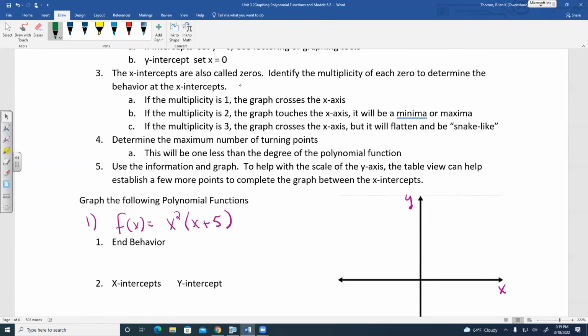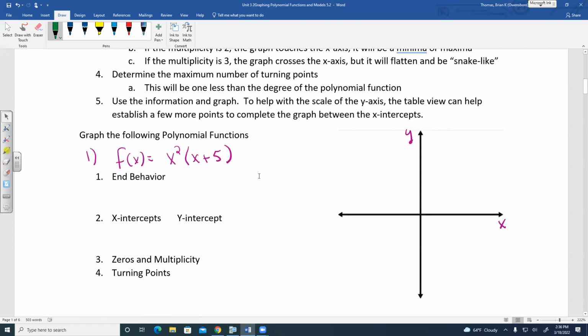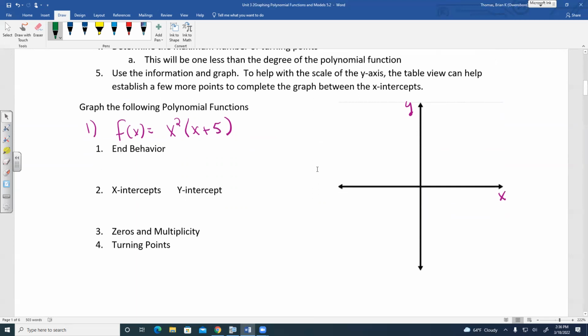You also have to determine the maximum number of turning points. As I said, that's going to be 1 less than the degree of the polynomial. So once you know the degree of the polynomial, you subtract 1 from that, and that's going to be how many times the graph actually turns. So we're going to use this information in the graph, and to help with the scale of the y-axis. The table in the graphing calculator can help us identify a few more points, and help us make a little bit more accurate graph. Again, especially what's happening between the x-intercepts, because we kind of know what end behavior is going to be. It's really what's going to be happening between those x-intercepts.